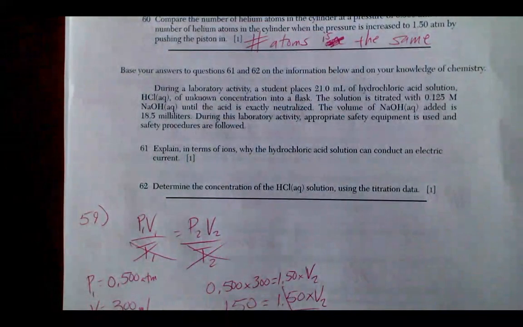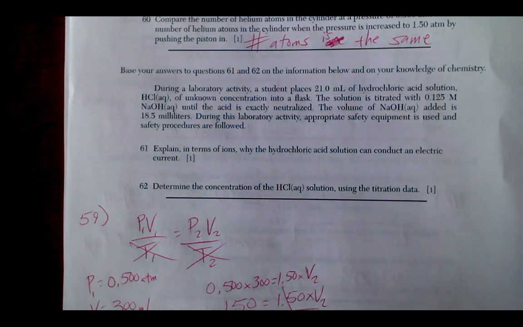All right, during a laboratory activity, a student places 21 milliliters of hydrochloric acid solution, HCl, of unknown concentration into a flask. The solution is titrated with 0.125 molar NaOH until the acid is exactly neutralized. The volume of NaOH added is 18.5 milliliters. During this lab activity, appropriate safety equipment is used and safety procedures are followed.